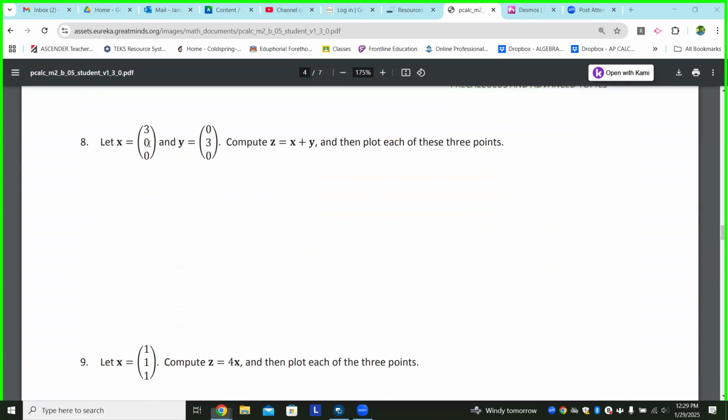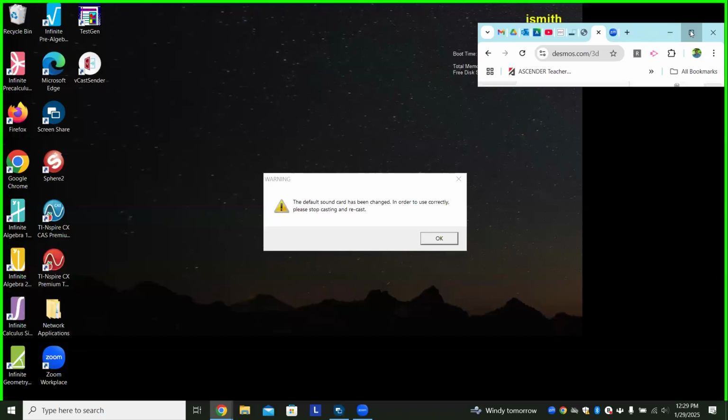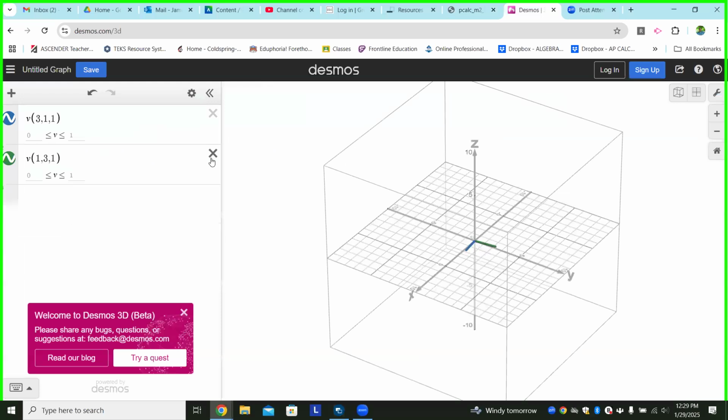Let's see. All right, so Z equals X plus Y. That's going to be 3, 0, 0 plus 0, 3, 0. This would actually be graphable because there's not a Z number. So what do we get here? I'm going to use the program because I still think that's way better. We're going to keep that 3 dimensions there. Three, 0.